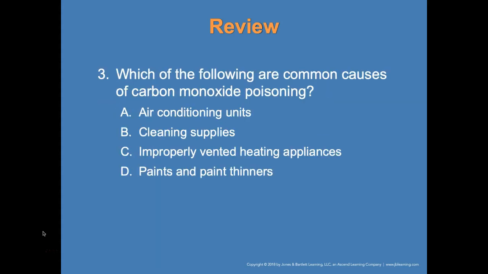Which of the following are common causes of carbon monoxide poisoning? Air conditioning units, cleaning supplies, improperly vented heating appliances, or paints and paint thinners. So remember, carbon monoxide is produced when things are burned. Nothing is burned with your air conditioner. Cleaning supplies, you're not burning anything there. Paints and paint thinners, not burning anything there. So it's going to be our improperly vented heating appliances.